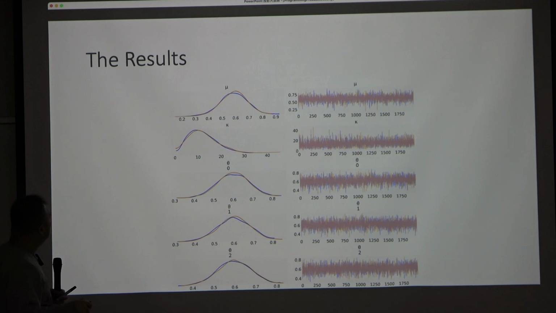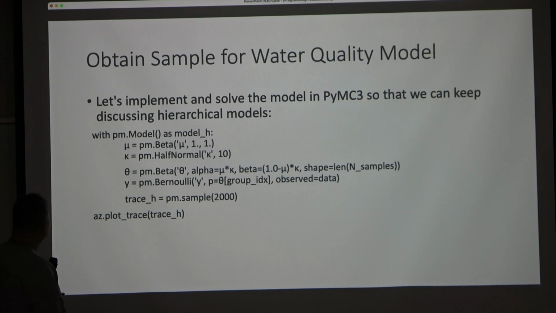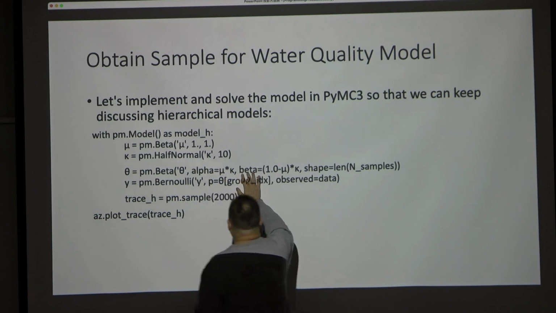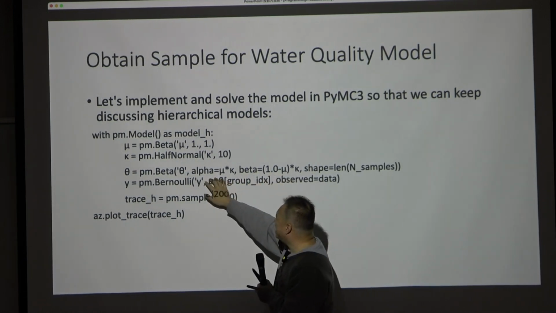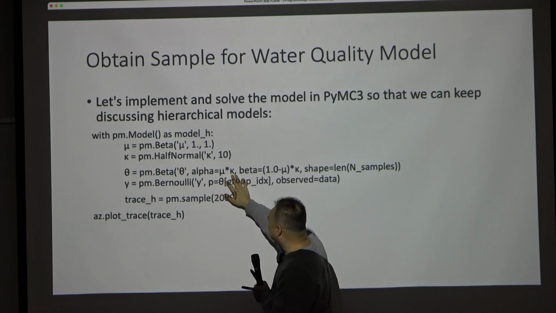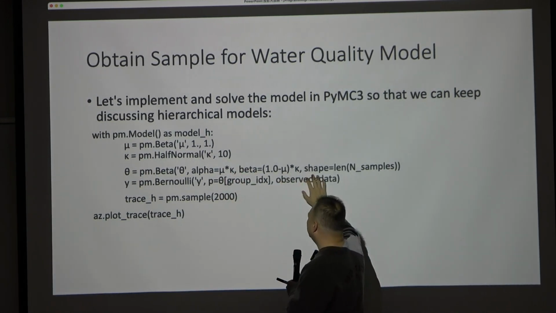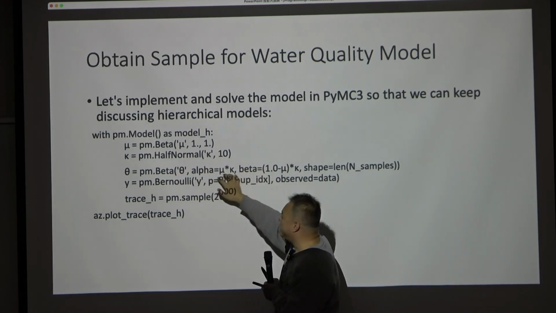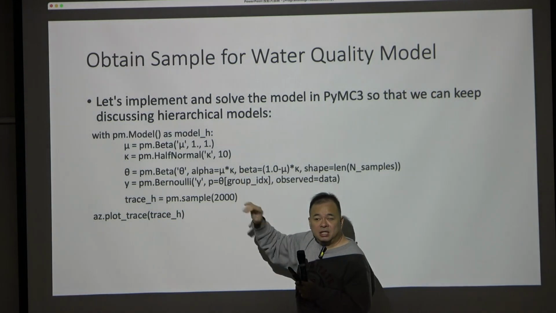So this is the result. You should be able to see something interesting. By the way, I also forgot one thing, I'm sorry. We create a variable called alpha equal to mu times kappa, and beta equal to this one. You could put this formula outside or inside like this.